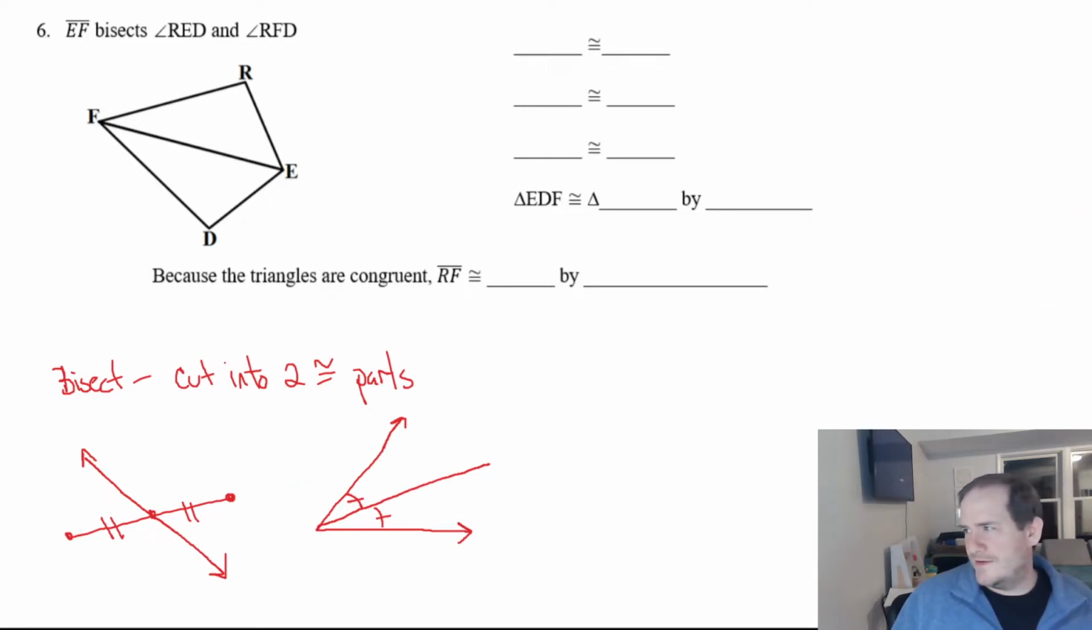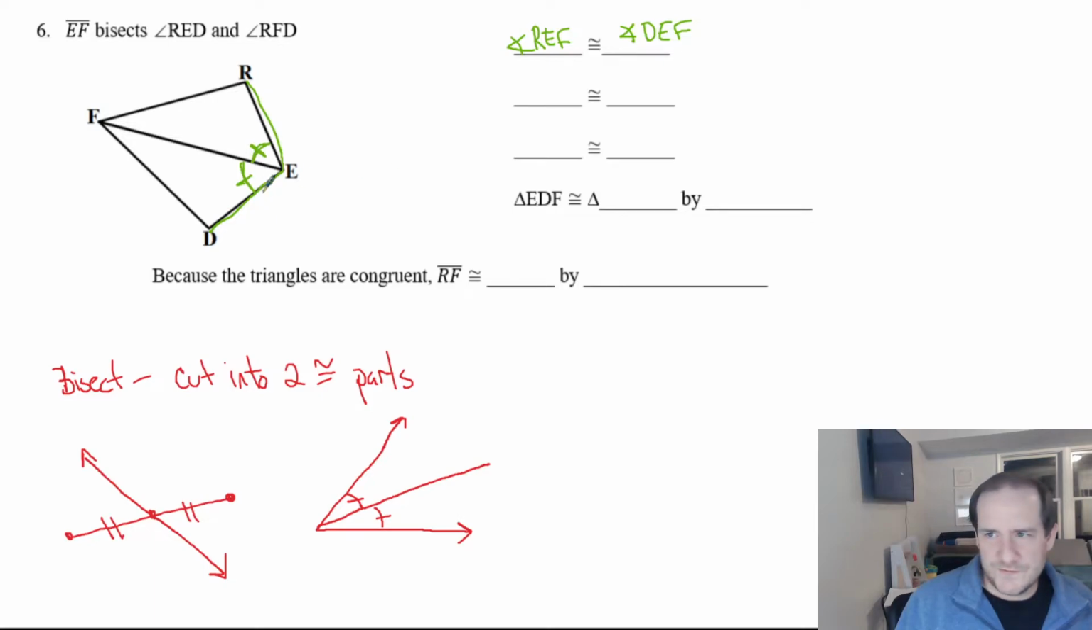So using that idea, we can come up to our triangles. It says angle RED is being bisected. RED is this guy. And if it's getting bisected by EF, then you'd be able to say that this angle right here is congruent to this angle right here. And we can build that into our list. So that's angle REF, and the other angle would be angle DEF.